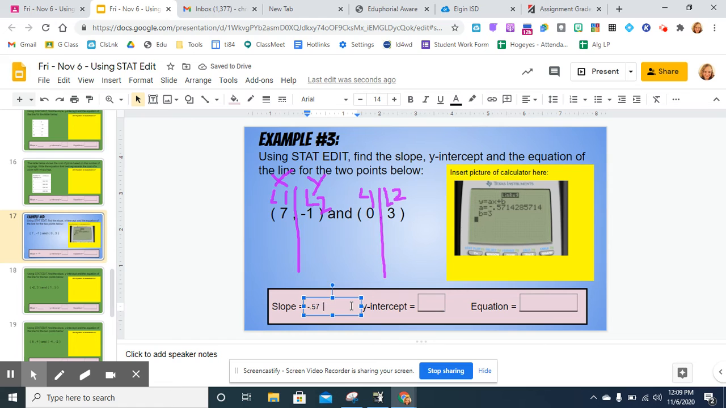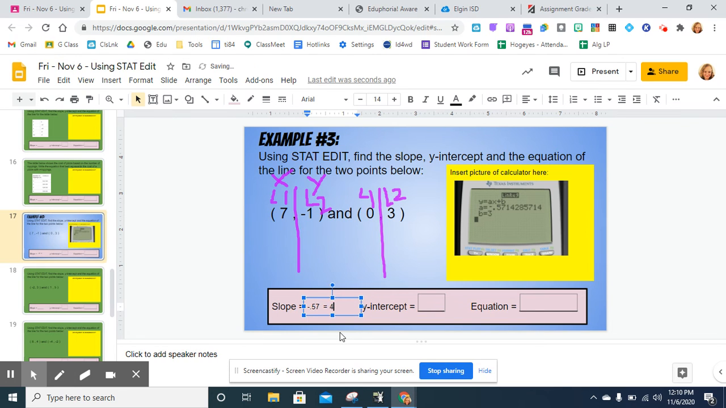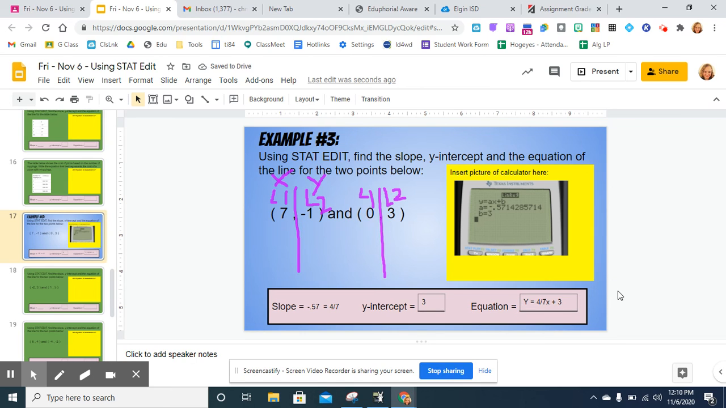But if not, and you can convert it, your slope is going to be 4/7. You have to be careful because with STAR, when you go to take your end of course exam, they're going to most likely give you all fractions. Okay, so slope is -0.5714285714 or 4/7. The intercept is 3. And then when you write your equation, you put the slope in front of the x, and then put the intercept as your plus or minus. So the equation is y equals 4/7 x plus 3.